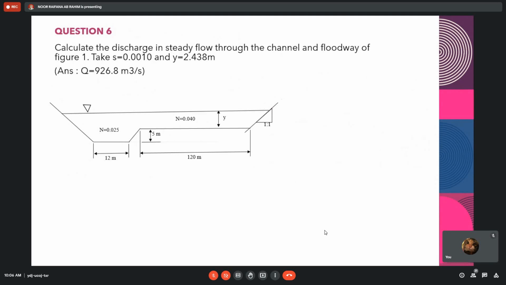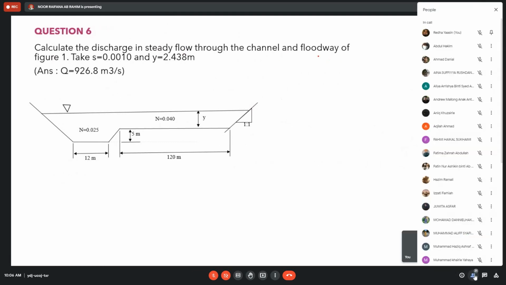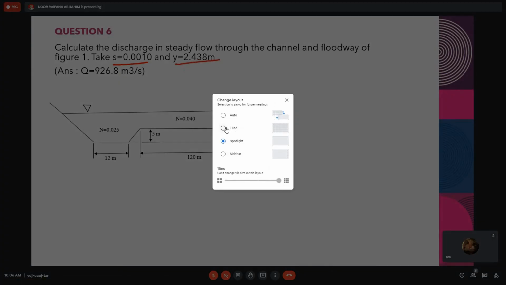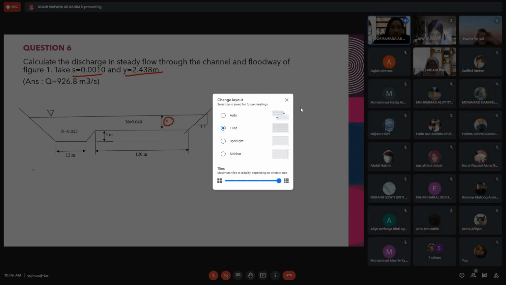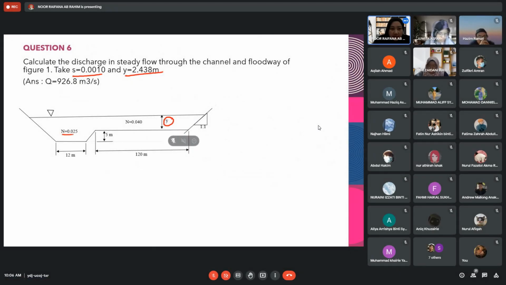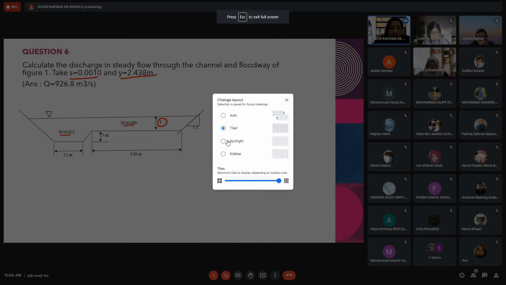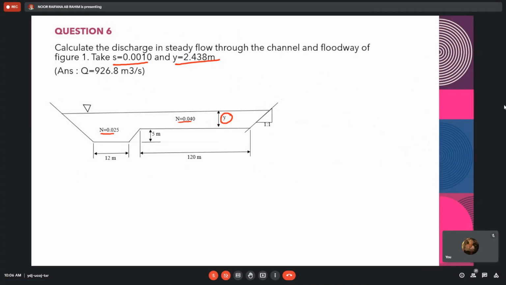Okay, next. Okay, ni mencabar sikit lah. Tengok soalan ni. Question 6. Calculate the discharge in steady flow through the channel and floodway of figure 1. Ni dia dah bagi S, ni slope and Y. Y ni depth dia lah kat sini. Okay, so untuk calculate discharge, kalau kita tengok dia punya Manning's ni, dia ada dua. So maksudnya you tak boleh kira sekali, you have to calculate dia dua. So kat sini dia akan jadi Q1, this one is Q2. So you kena potong lah, jadi untuk dapatkan Q total equal to Q1 plus Q2.